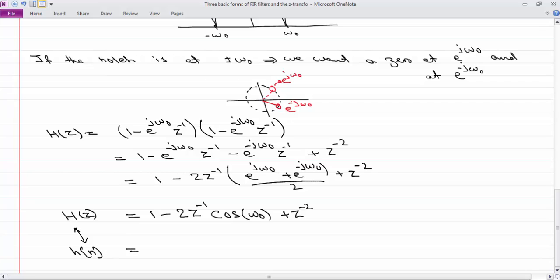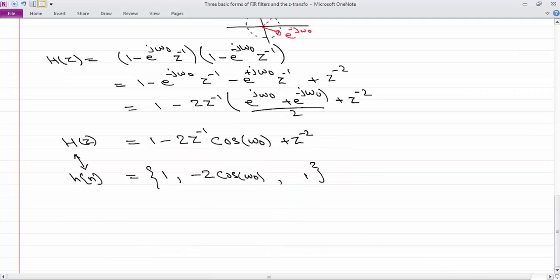So this is positive power, not negative. We can just read off the values of the impulse response, and this is then h of 0 is 1, h of 1 is minus 2 cosine of omega naught, and h of 2 is 1. So this is n equal to 0, this is n equal to 1, and n equal to 2.